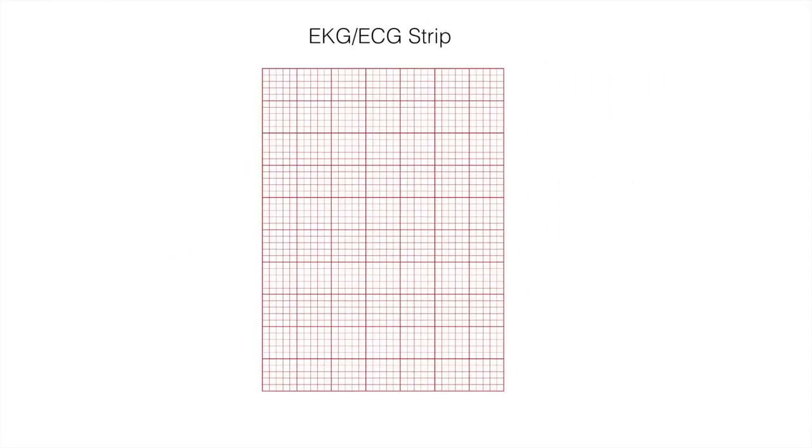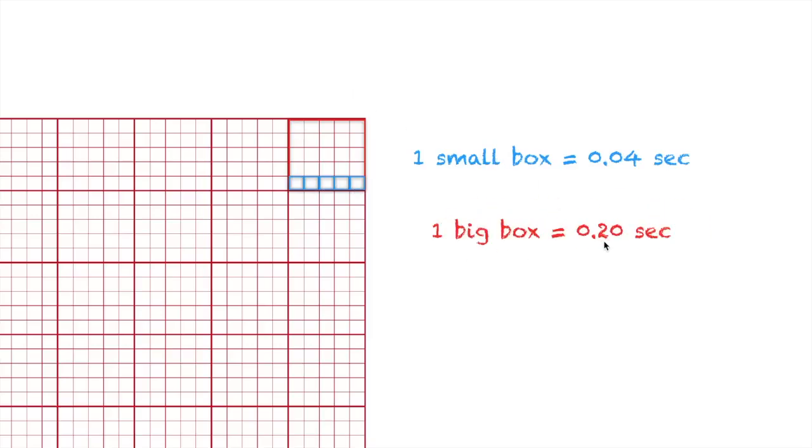So this is your typical EKG strip. In an EKG strip, we have a big box, and inside a big box, we have 5 small boxes. Each small box is equal to 0.04 seconds. And so if in a big box there are 5 small boxes, that means that one big box is equal to 0.20 seconds. But really, as long as you know that one small box is 0.04 seconds, we're good to go. So let us get on with our 6-step EKG interpretation.